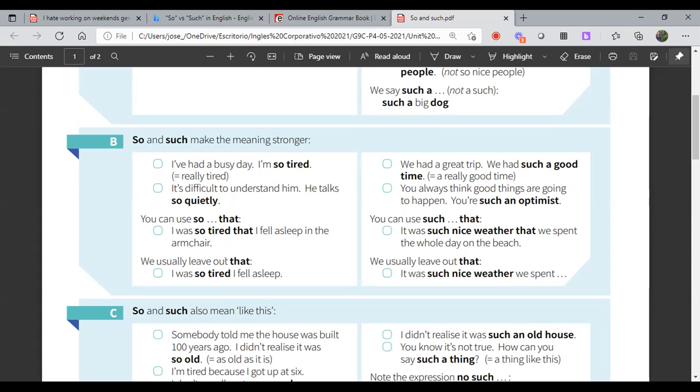We usually leave out that. Usualmente no ocupamos esta palabra that. Solamente dijéramos la expresión anterior. I was so tired, I fell asleep. Pero estaba tan cansado que me quedé dormido.